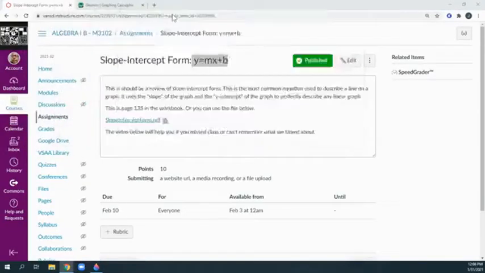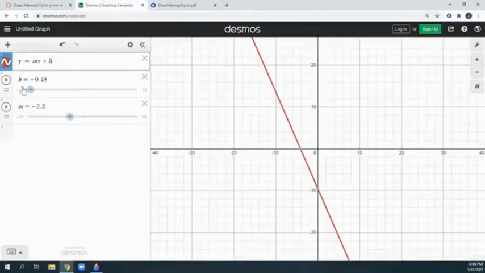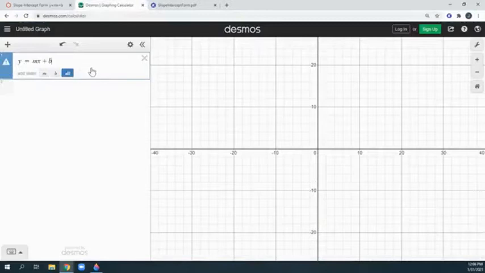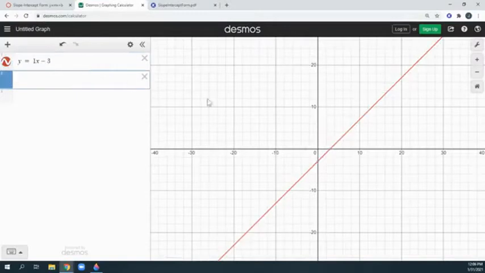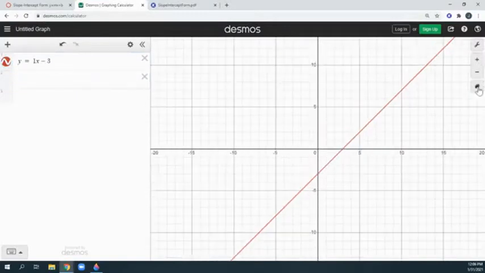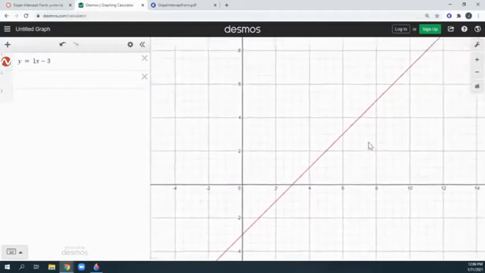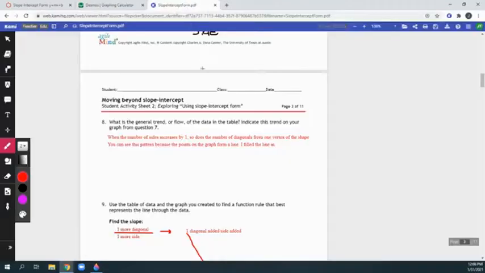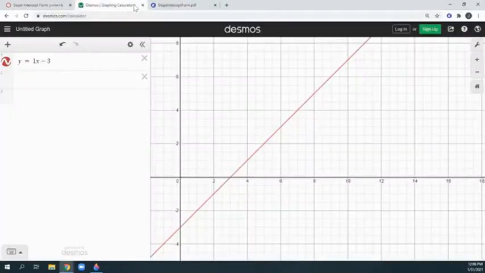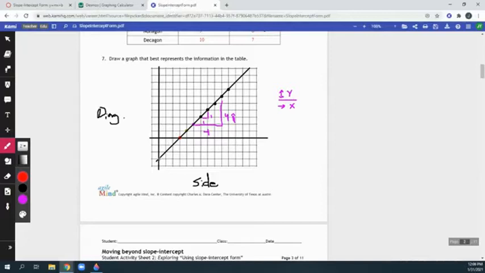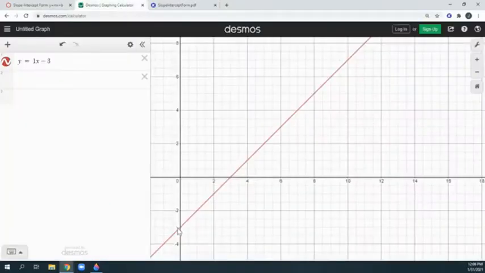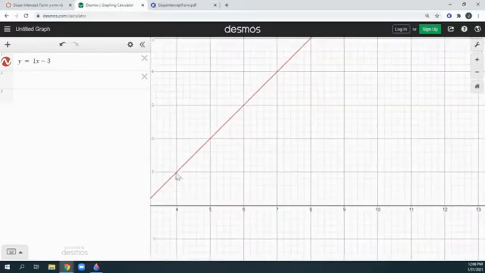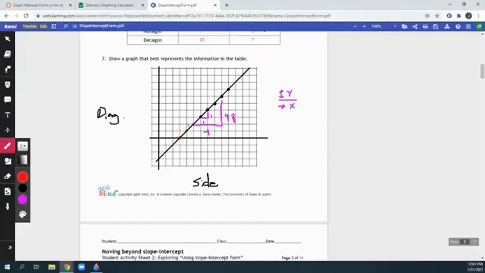Here's Desmos, y equals 1x minus 3. Okay, we'll zoom in a tiny bit. There. Here's my graph. I'm going to scoot it over here a little bit so it looks closer to what we had. Here's our graph. This one crosses at negative 3. This one crosses at negative 3. For every 1 this goes over, it goes 1 up. For every 1 this goes over, it goes 1 up.